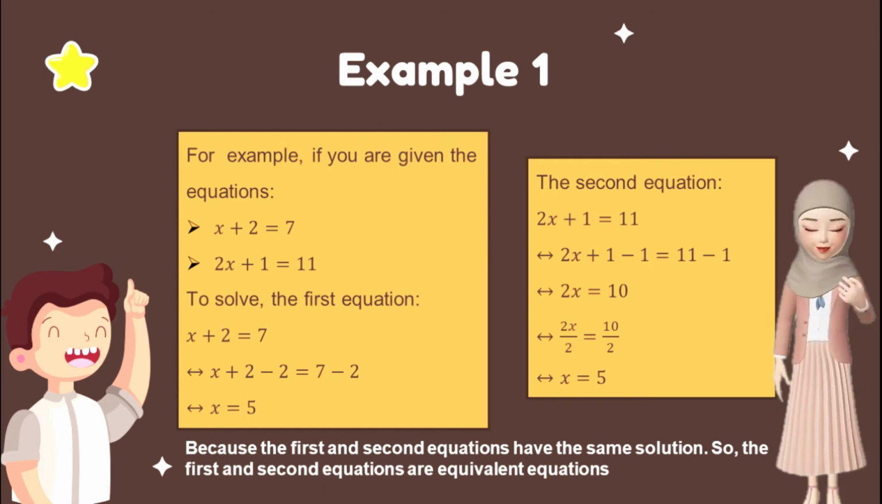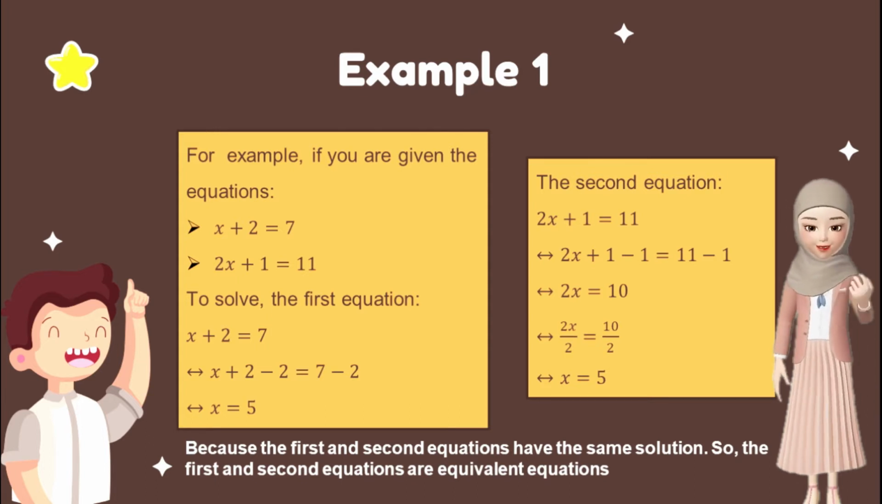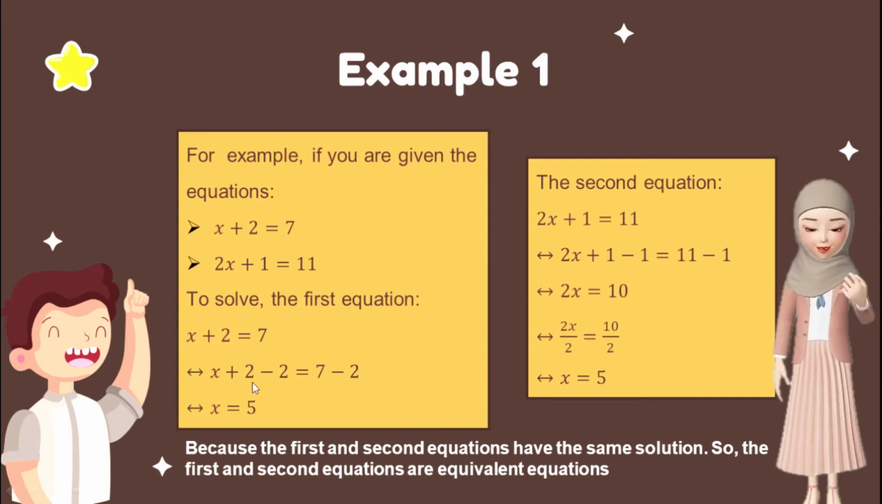For example, if you are given two equations, the first equation is x plus 2 equals 7. The second equation is 2x plus 1 equals 11. To solve the first equation, we write the equation again. X plus 2 equals 7. Add minus 2 to both sides, we get x equals 5.